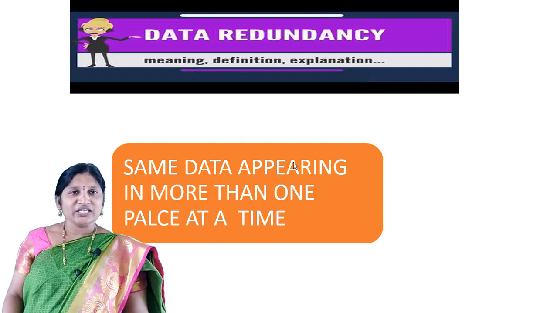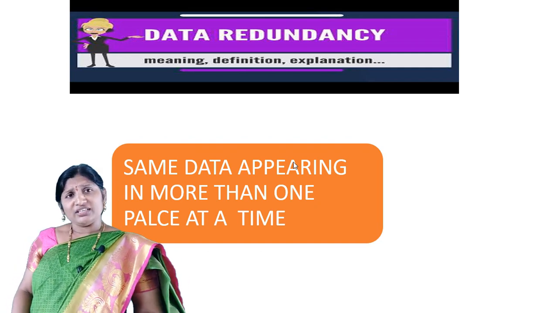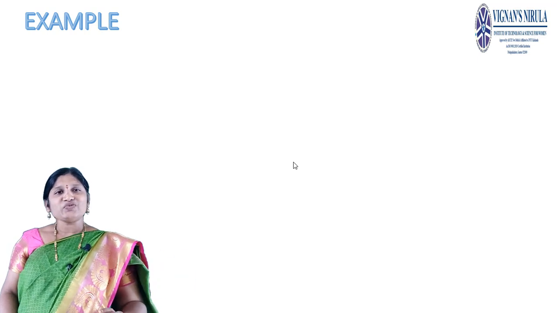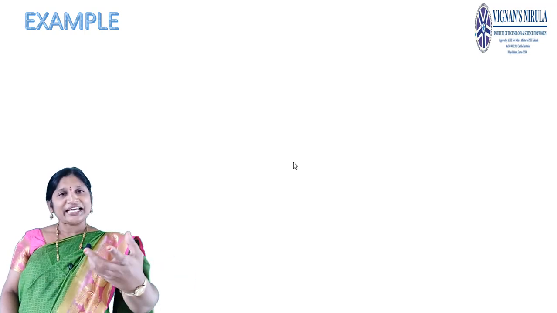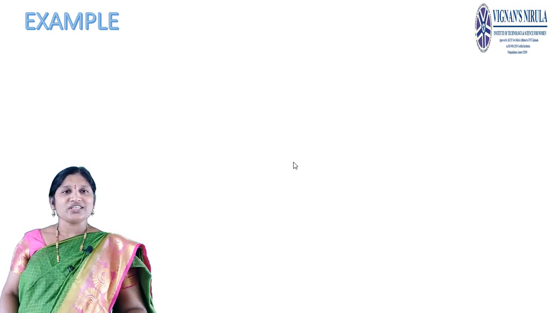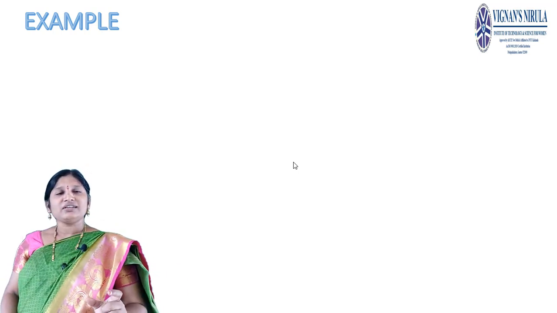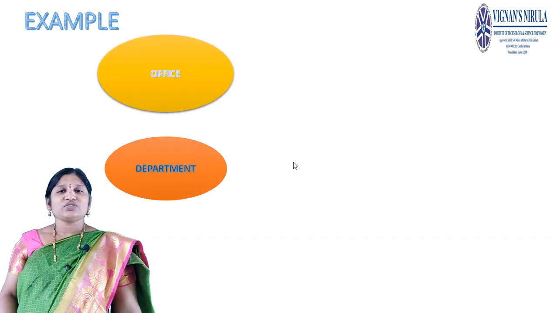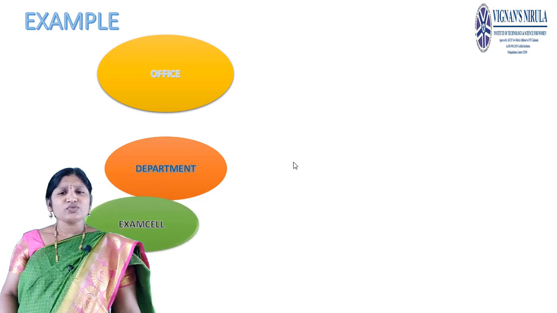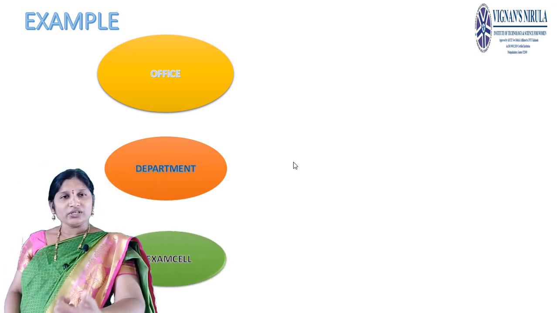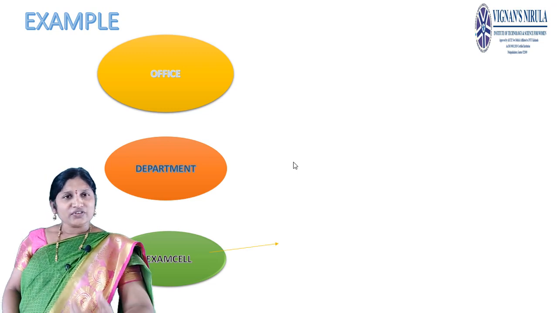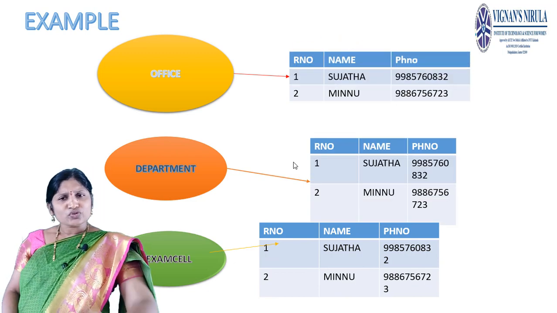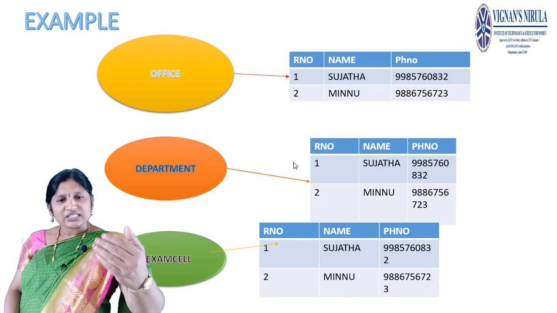Now let me give an example for this one. Whenever a student joins the college, his or her details will definitely be stored in more than one place. I have taken 3 places in our BTech college. The details will be stored at office level, the same details at department level, the same details at exam cell. So I have 2 student records: roll number, name and phone number. The first data is relevant to Sujata, the second data is relevant to Minnu. So the same data has been replicated at office, department and exam cell.